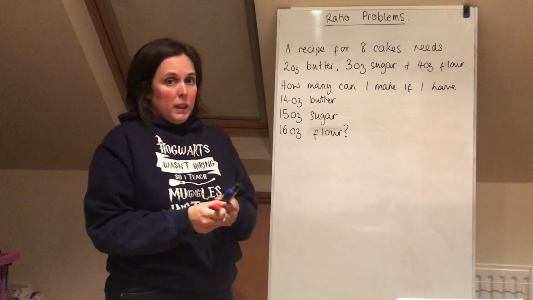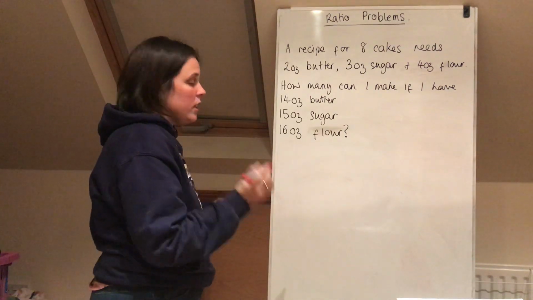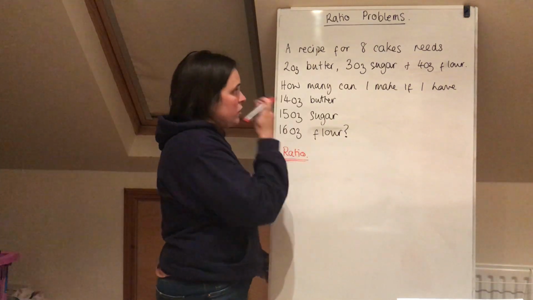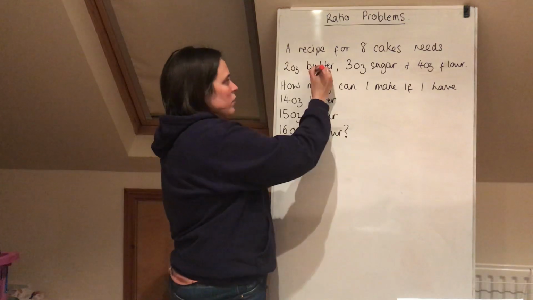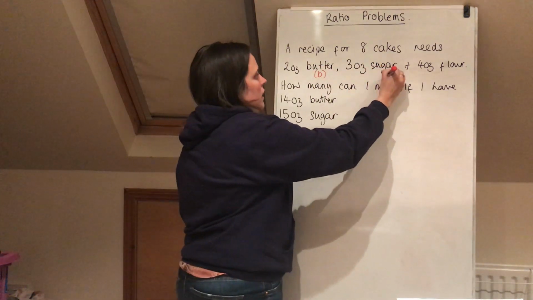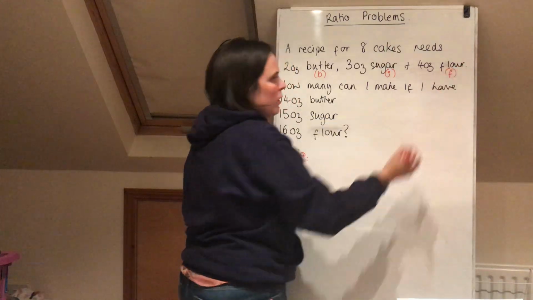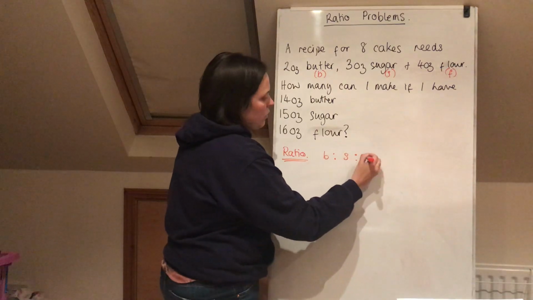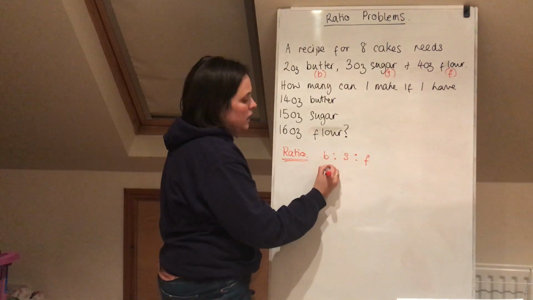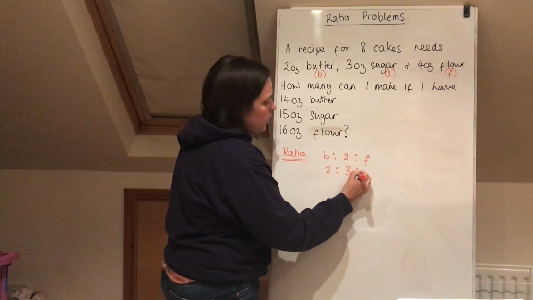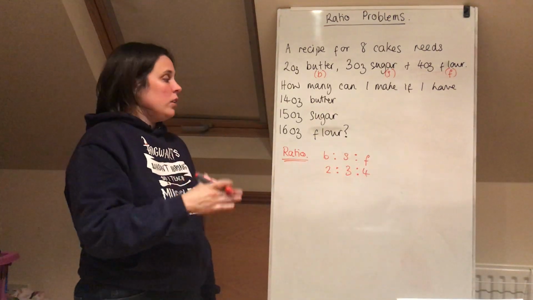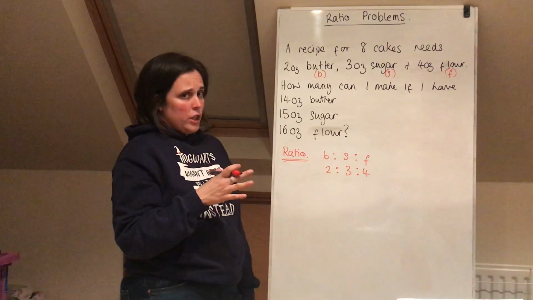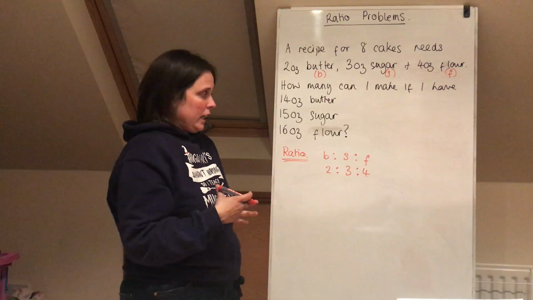Now it might seem quite complicated to begin with, but let's break it down. First of all, we want to look at the ratio of the ingredients. If I call this B for butter, S for sugar and F for flour, then the ratio of butter to sugar to flour has to be 2 to 3 to 4. We can scale it up, we can scale it down, but that's the ratio that we have to have in order to make these particular cakes.